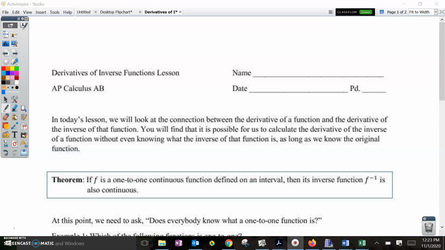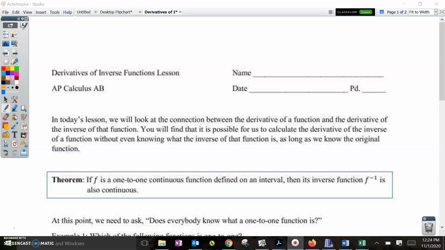Alright, welcome back everybody. In this video we're going to look at how we find derivatives of inverse functions. But before we do that, we're going to review a little bit of information that's important before we find the derivatives of inverse functions. We start with this theorem here. If f is a one-to-one continuous function defined on an interval, then its inverse function, f inverse, is also continuous.